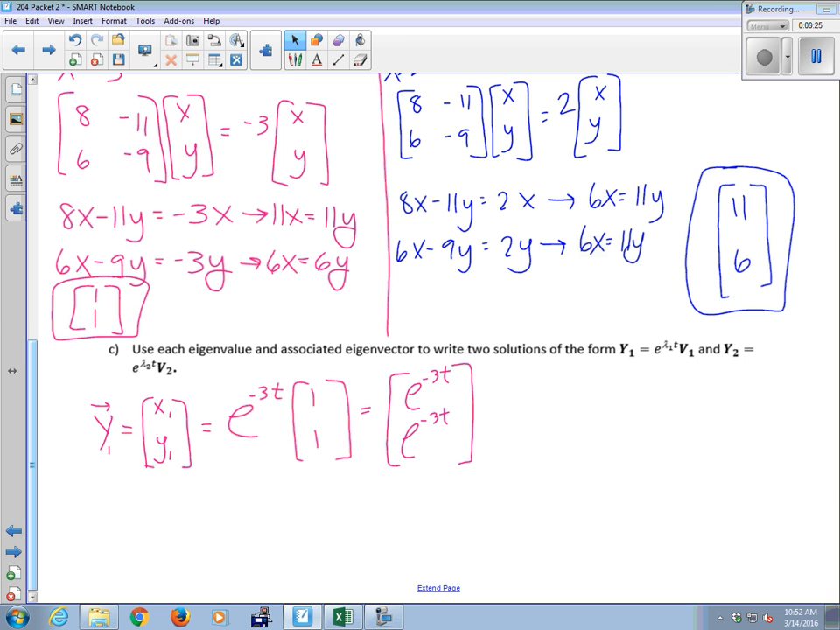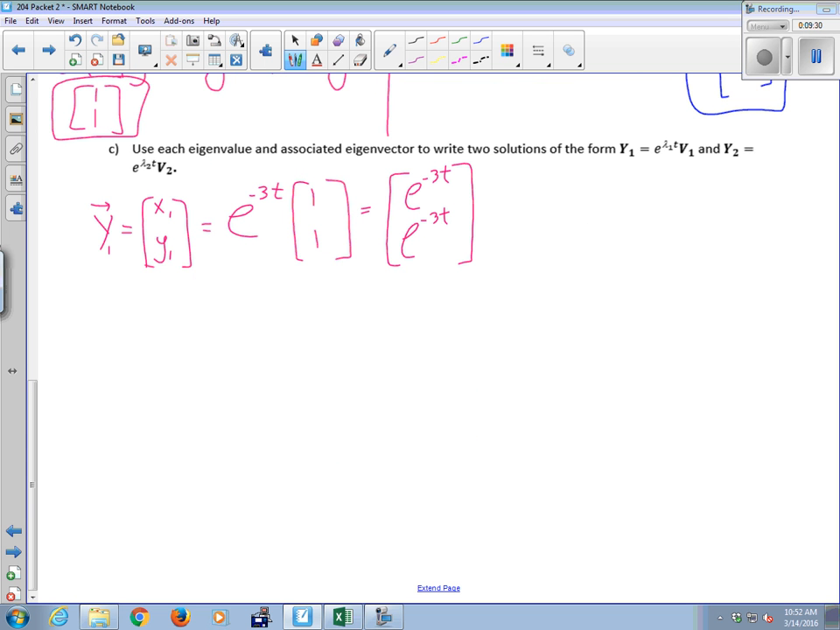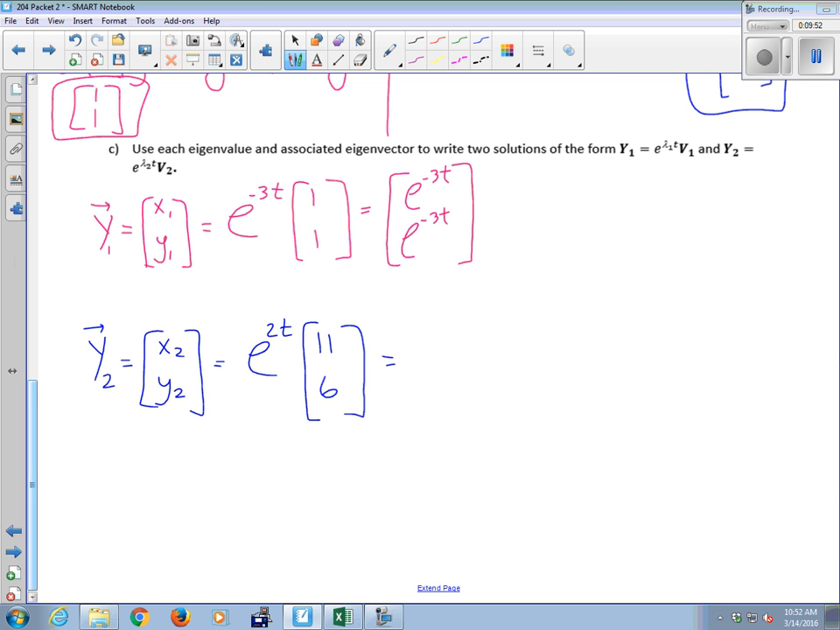And then my other straight line solution is my other eigenvalue and eigenvector. So this is just x2, y2. Put them together, e to the lambda t. In this case, lambda is 2. V, and v is the associated eigenvector, which is 11, 6. And distribute or don't distribute, whichever you want. So you get 11 e to the 2t and 6 e to the 2t. So you get two straight line solutions.